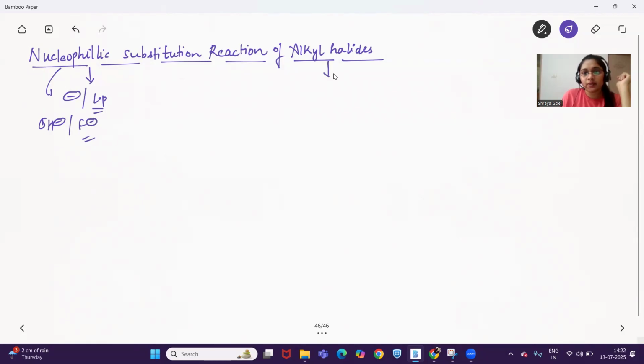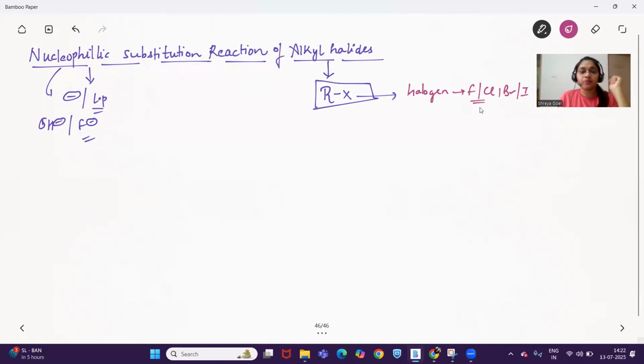What is alkyl halide? When carbon makes a bond with a halogen, the general representation of alkyl halide is RX. Where X is a halogen, fluorine, chlorine, bromine, iodine, anything it could be. Okay. So great. Now, nucleophilic substitution reaction.